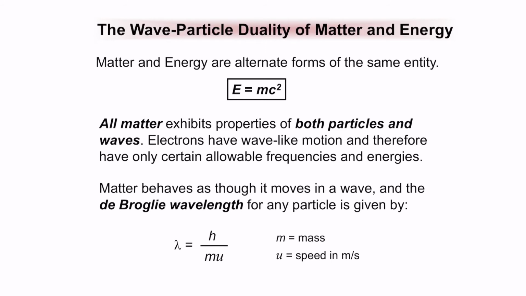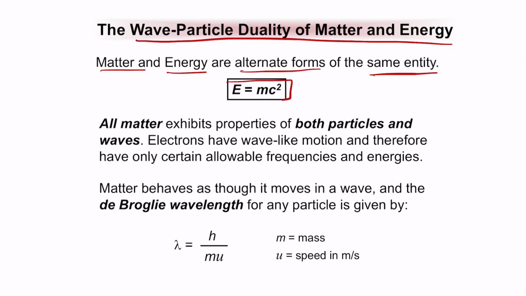Now let's talk about the next topic, the wave-particle duality of matter. Matter and energy are alternate forms of the same entity. They are the same entity, but they have different forms. The forms here refer to the wave-particle duality, the first equation that was given here.